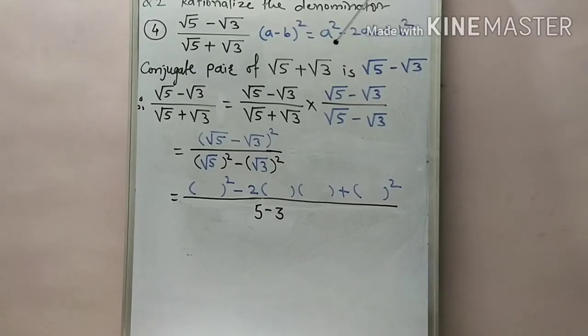Okay, so using this we expand this (root 5 minus root 3) bracket square, where a is root 5 and b is root 3, so those values we substitute over here: root 5 bracket square minus 2 into the product of two terms plus square of root 3. Okay, and in the denominator, square of root 5 is 5 minus square of root 3 is 3, and we do this subtraction in the denominator. Okay, so put those values over here and simplify it. So here we get the rationalization of the denominator, where the denominator we get as 2.